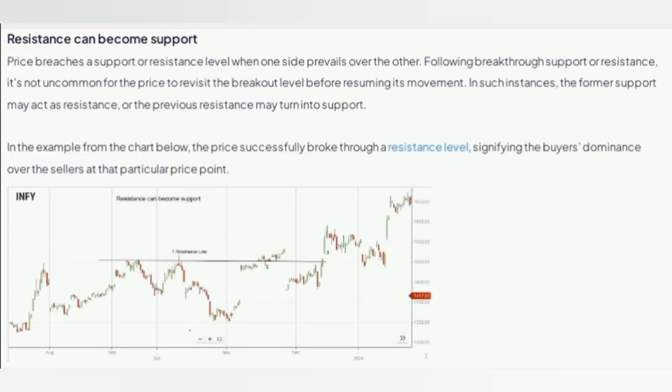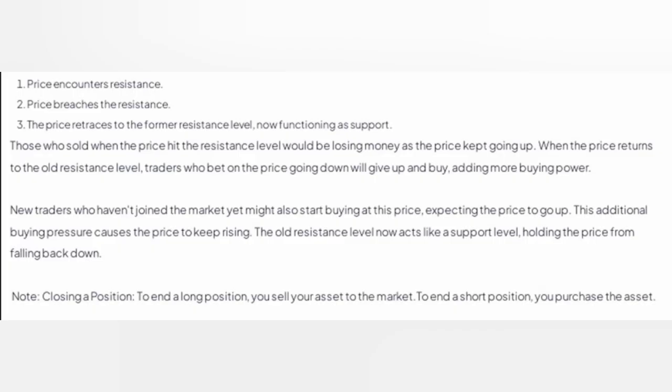Resistance can become support. Price breaches a support or resistance level when one side prevails over the other. Following a breakthrough of support or resistance, it's not uncommon for the price to revisit the breakout level before resuming its movement. In such instances, the former support may act as resistance, or the previous resistance may turn into support. In the example from the chart below, the price successfully broke through a resistance level, signifying the buyers' dominance over the sellers at that particular price point. Price encounters resistance. Price breaches the resistance. The price retraces to the former resistance level, now functioning as support.